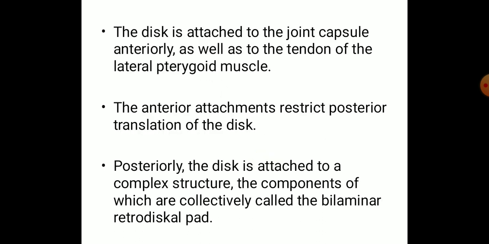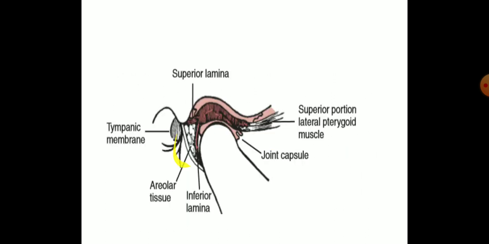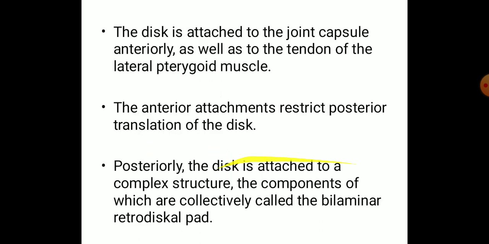The disc is attached to the joint capsule anteriorly as well as to the tendon of the lateral pterygoid muscle. The anterior attachment restricts the posterior translation of the disc. Posteriorly, the disc is attached to a complex structure, the components of which are collectively called the bilaminar retrodiscal part. The posterior surface is divided into superior and inferior lamina, connected with the retrodiscal part. To be more precise, the superior lamina attaches to the tympanic membrane, and the inferior lamina attaches to the neck of the condyles.